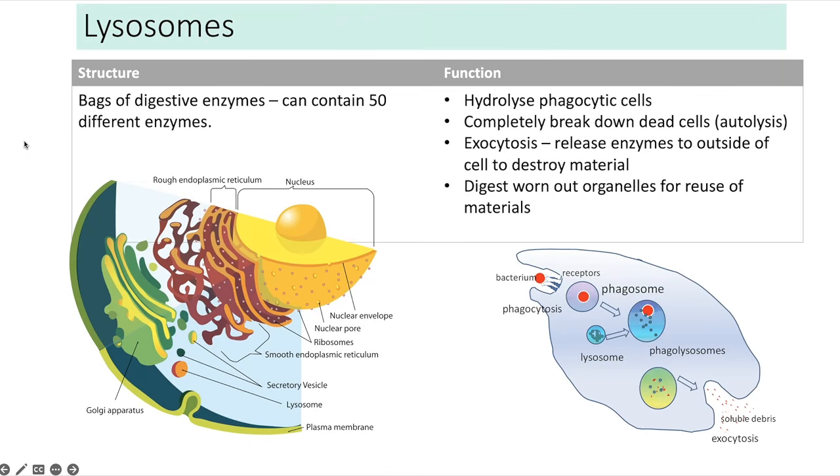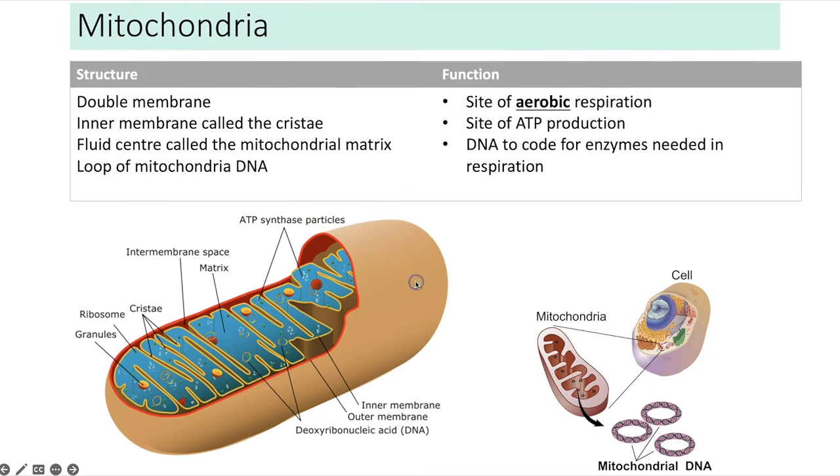Lysosomes are our next organelle, and these are bags of digestive enzymes, and they can contain 50 different digestive enzymes. So they will hydrolyze phagocytic cells. That's one example of a lysosome that you learn about in phagocytes. They can completely break down dead cells, which is known as autolysis. You also get exocytosis, which is where they can release enzymes to the outside of the cell to destroy material. And they can digest worn out organelles for reuse of materials as well.